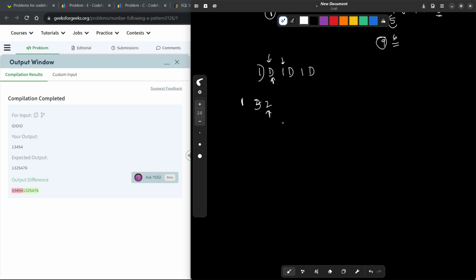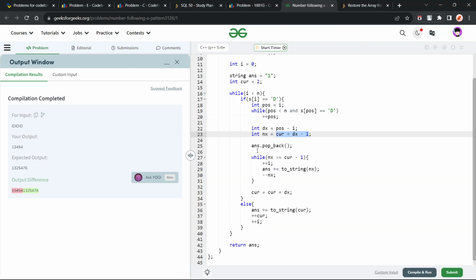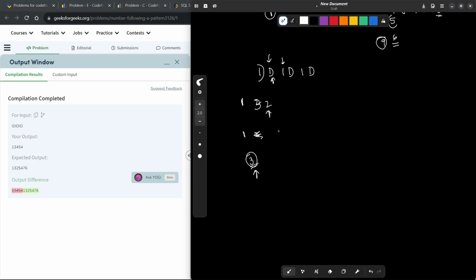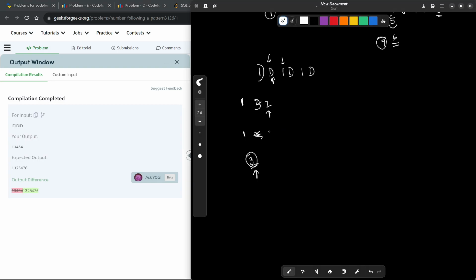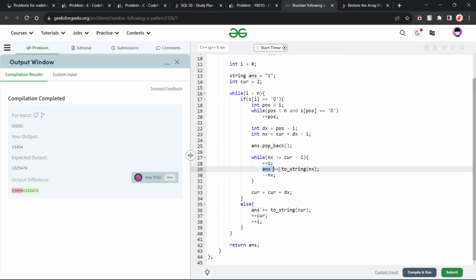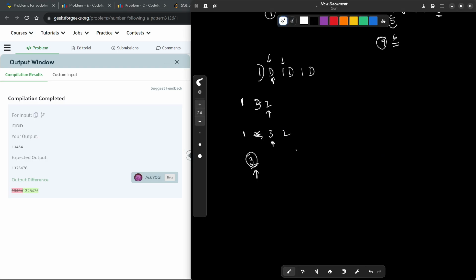So current, we placed 1 here, we placed 2 here. Current would have been 3, 3 plus 4 minus 1. So this 3 plus 1 minus 1. So the value is 3 itself. We pop it back, so we remove this element, we do current minus 1, so it is 2 actually. So 3 and 2 should be pushed back like this, right? And then current should be incremented by dx, it is 1. So the next free number is 4.